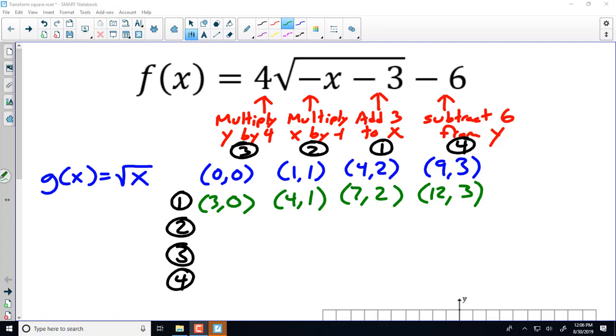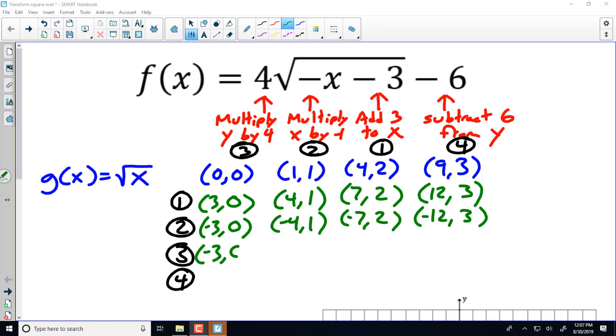Okay, now we're going to multiply the x's by -1. So -3, don't change the y, -4, don't change the y, -7, don't change the y, -12, don't change the y. All right, next step. We're going to multiply the y's by 4, and we're not going to change the x's at all.